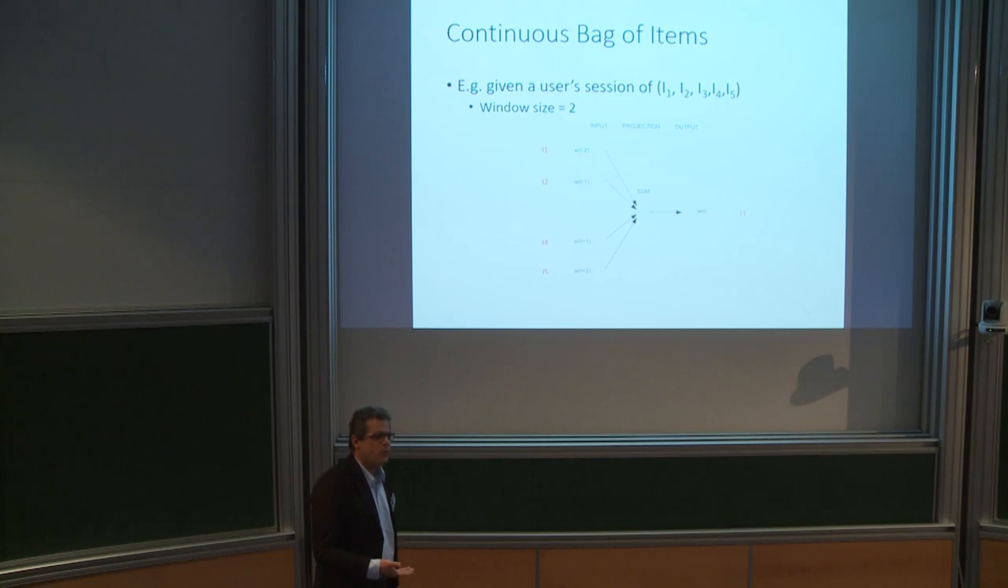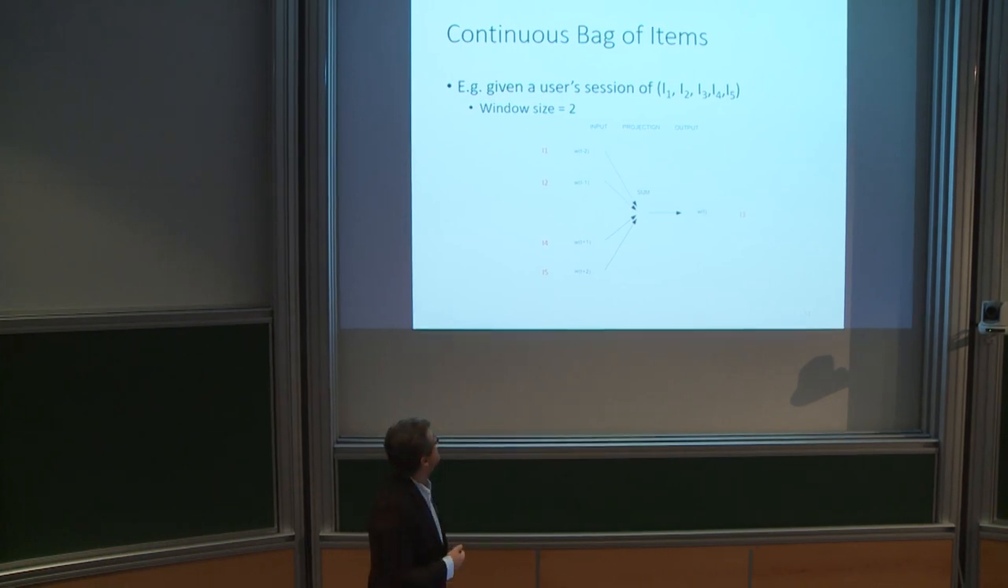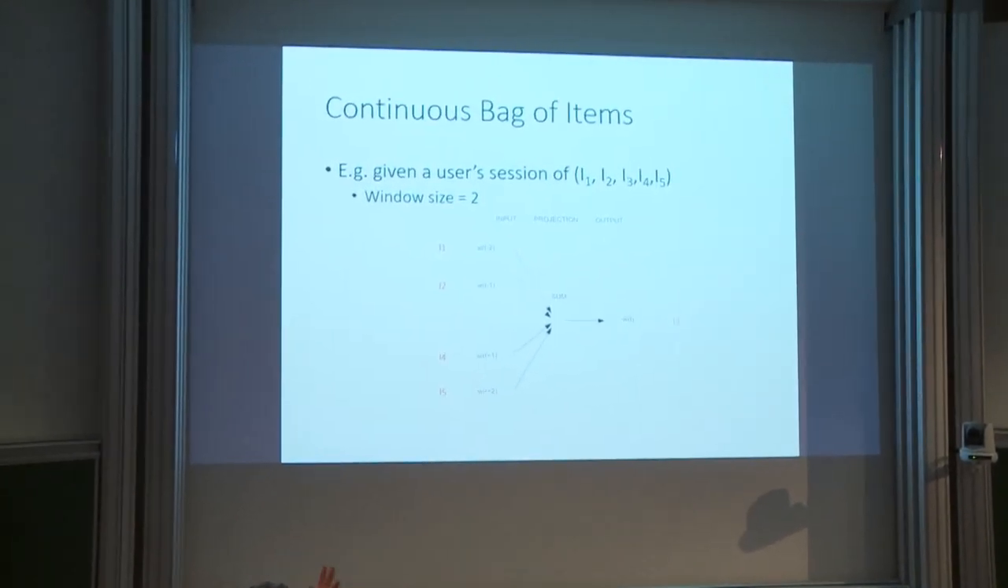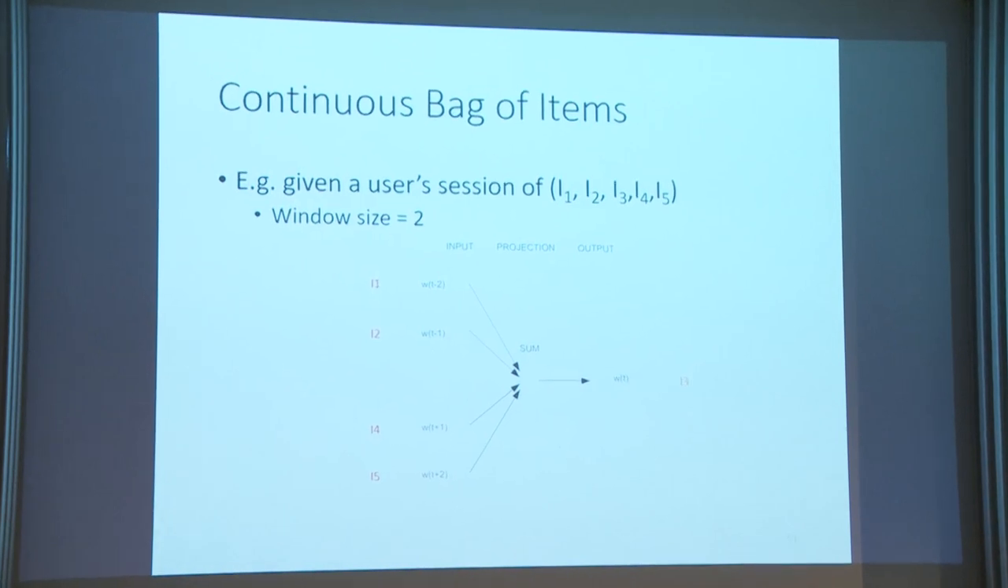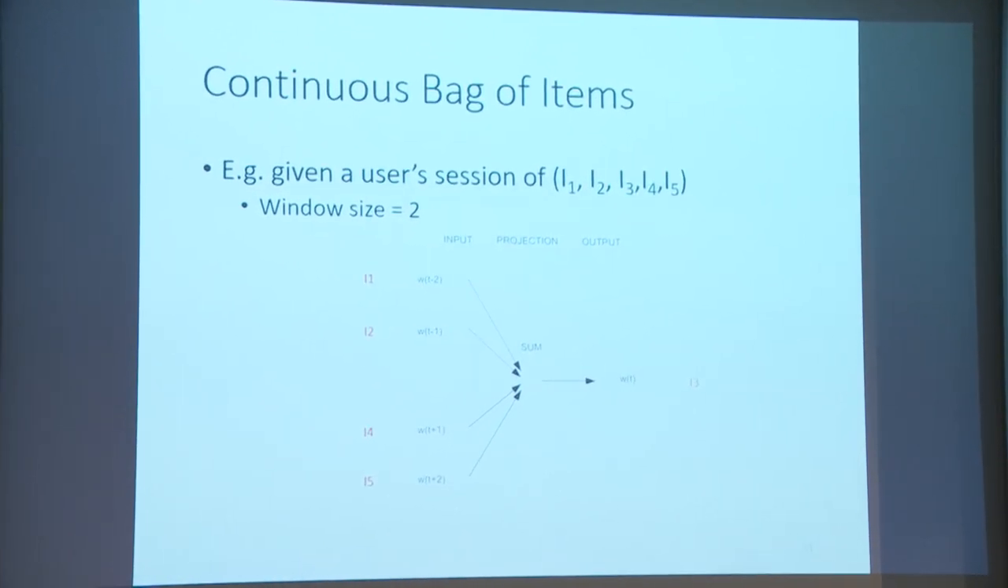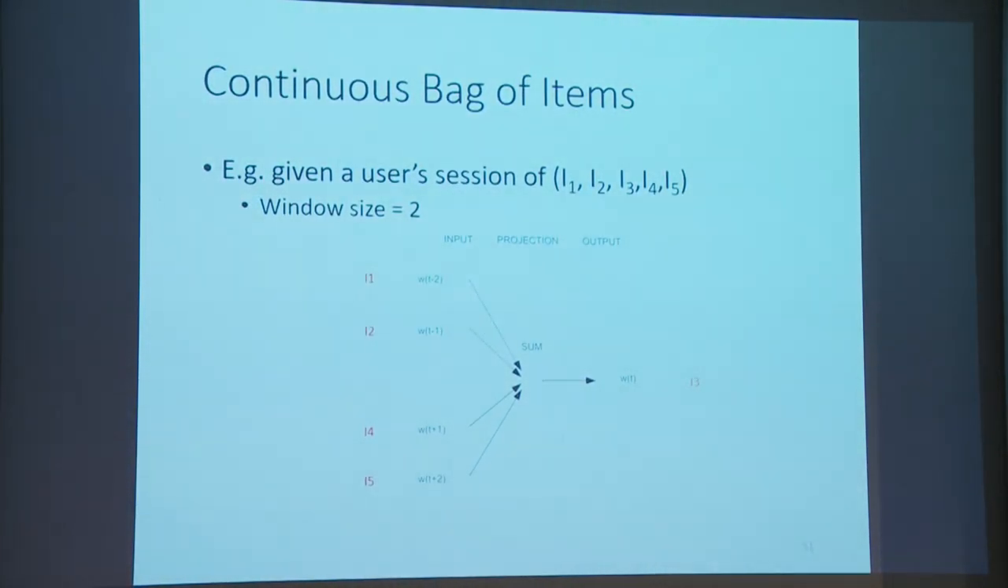Now, in order to create this embedding, we can use the same idea of a continuous bag of items. I'm not sure if you can see it so well, but what we have here is that we're taking a window, in this case, of size 2.